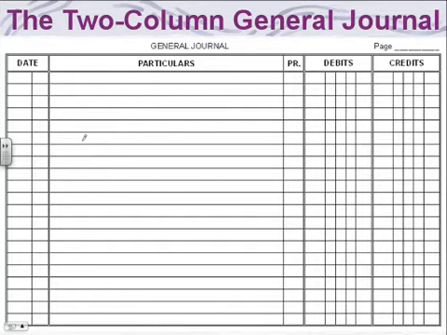This is accounting paper. It's journal paper, and you will notice at the top it says General Journal. Sometimes the General Journal can be shortened to GJ, the General Journal. Okay? We're going to talk about what the journal is first, and then we're going to talk about how to use this paper.